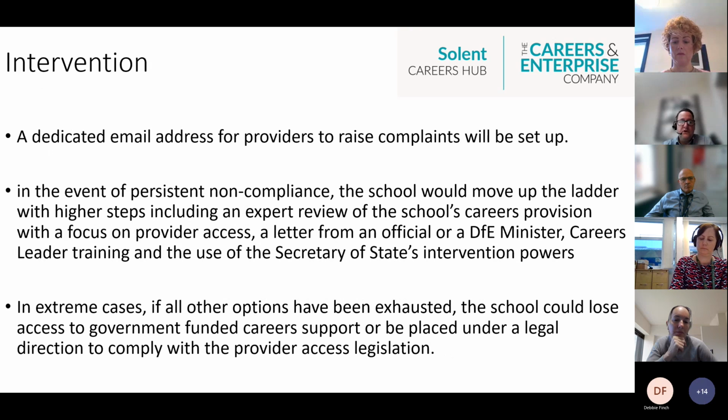So the intervention stage on this: a dedicated email address has been set up for providers to raise complaints. In the event of persistent non-compliance, the school would move up the ladder with higher steps, including the expert review on the school's careers provision, with a focus on provider access, a letter from an official or DfE minister, careers leader training, and the use of the Secretary of State's intervention powers. In extreme cases, if all other options have been exhausted, the school could lose access to government-funded career support or be placed under a legal direction to comply with the provider access legislation. And that's the teeth element of this. Worst case scenario, DfE will get involved and take over.